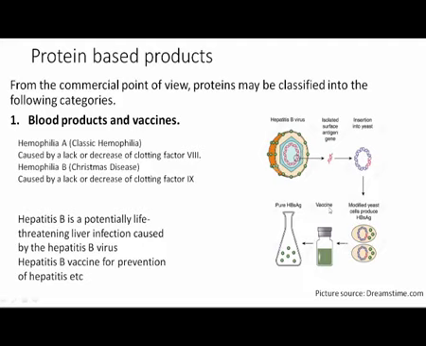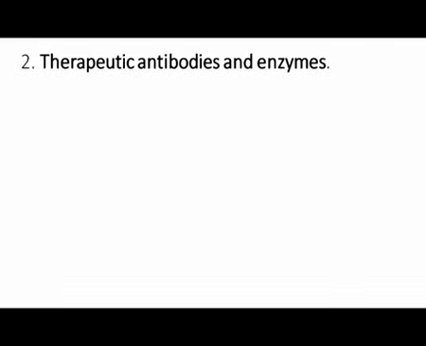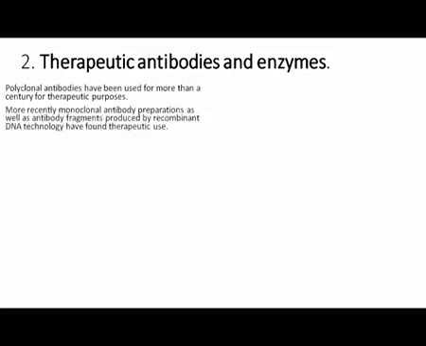The second type of product is therapeutic antibodies and enzymes. So, these are huge markets all around the world. Polyclonal antibodies have been used for more than a century for therapeutic purposes, whereas more recently monoclonal antibody preparations as well as antibody fragments are produced by recombinant DNA technology and have been found to have therapeutic use.